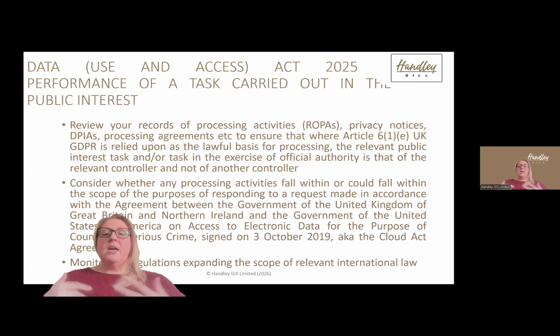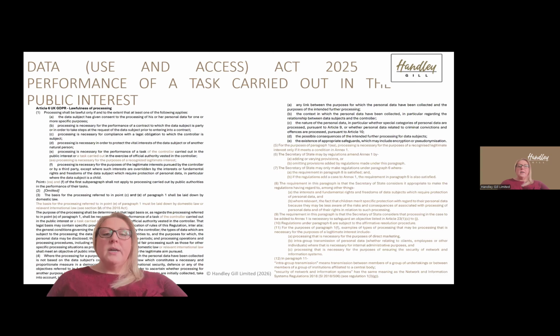So if you're a public body, you'll want to review your ROPAs, your privacy notices, DPIAs, processing agreements, etc., to ensure that the other changes relate to whose task it is. So Article 6.1e, processing is necessary for the performance of a task of the controller carried out in the public interest or a task carried out in the exercise of official authority vested in the controller. The idea being that your processor's lawful basis can come from that of the controller.